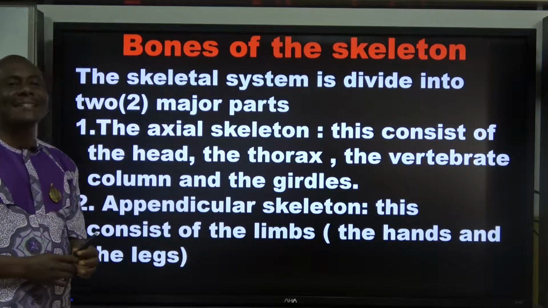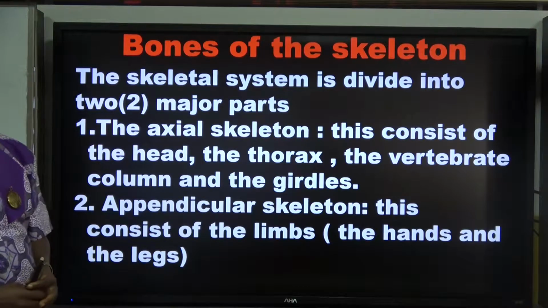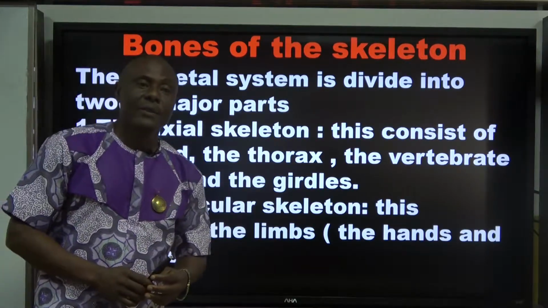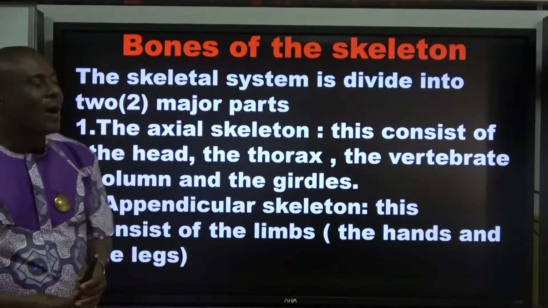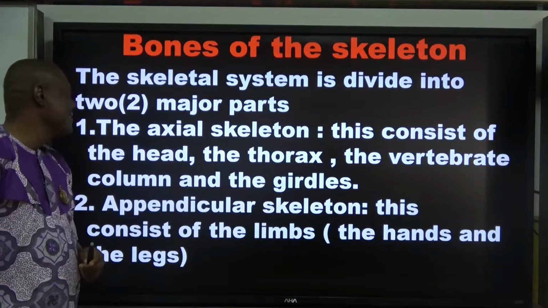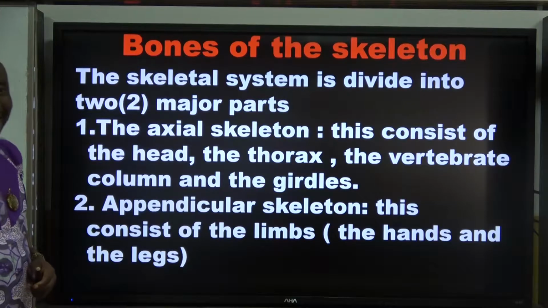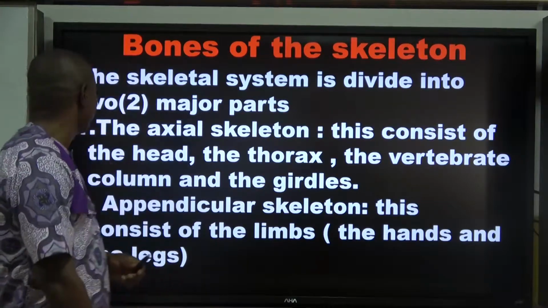Bones of the skeleton. The bones of the skeleton are divided into two. We have the axial skeleton and we have the appendicular skeleton.